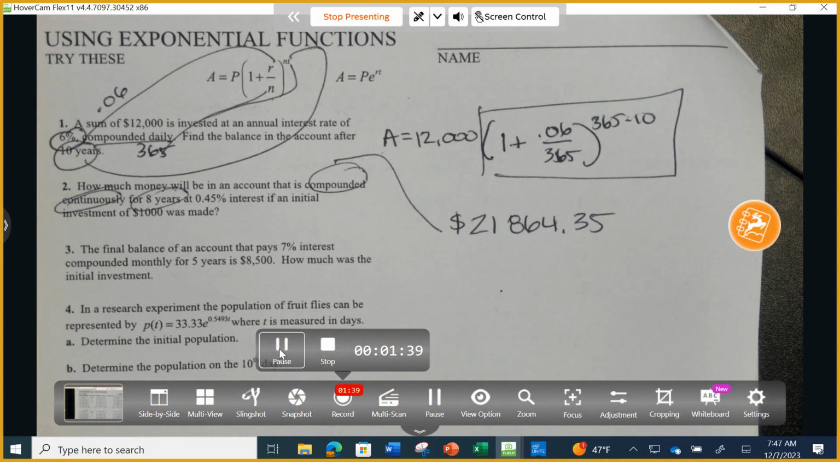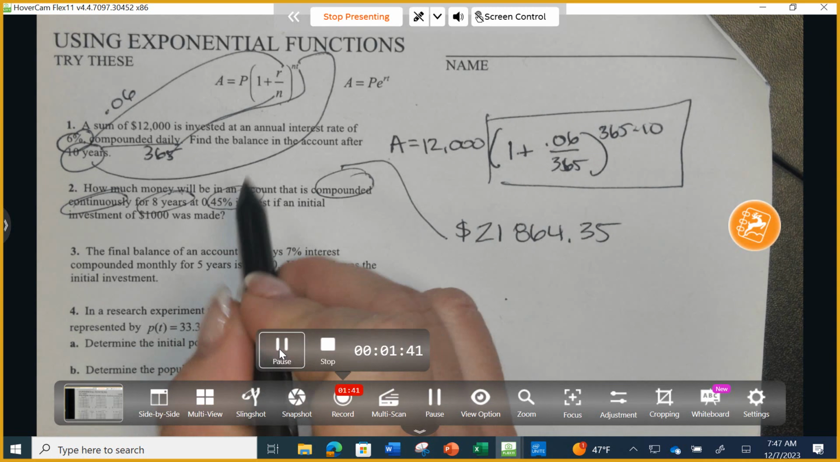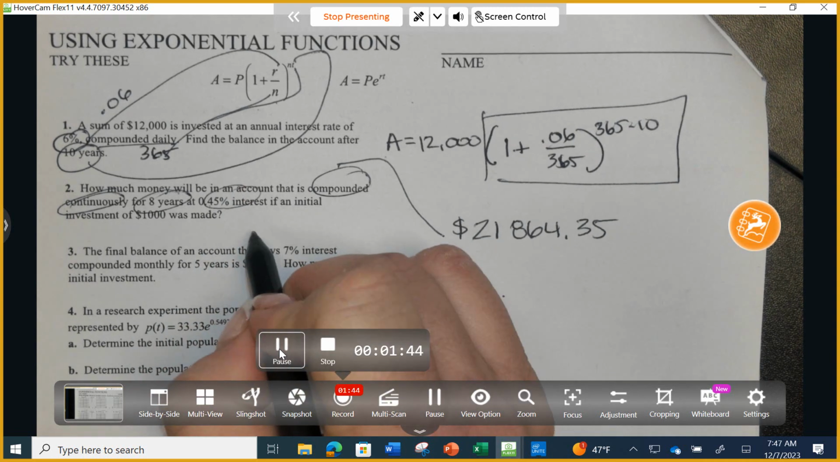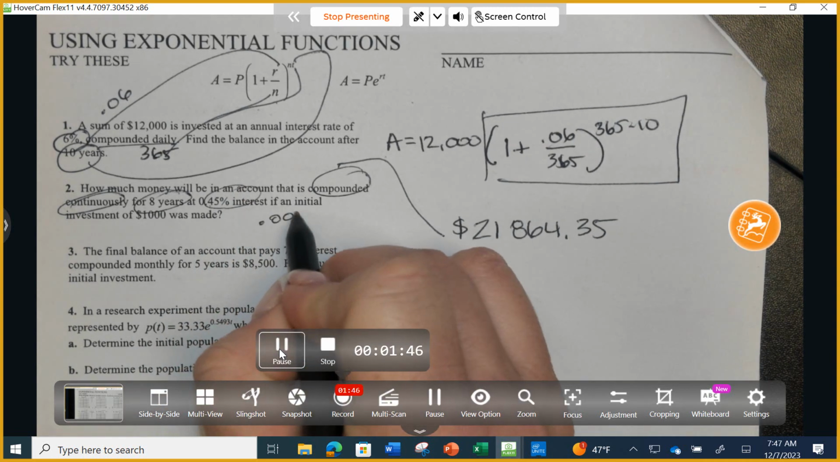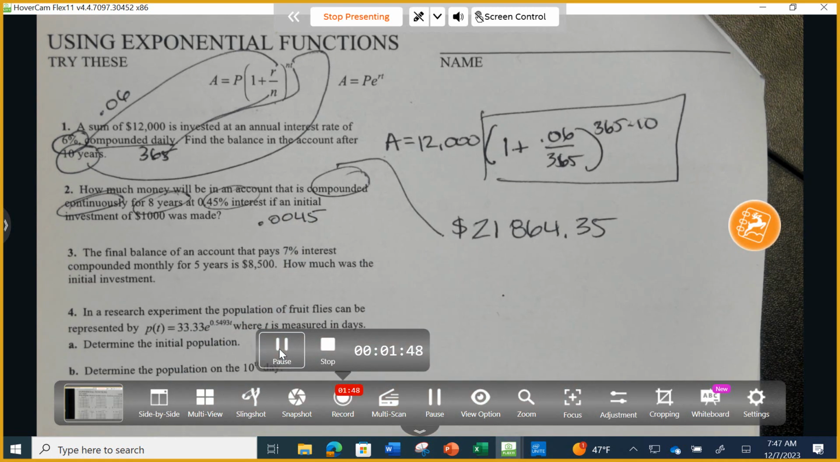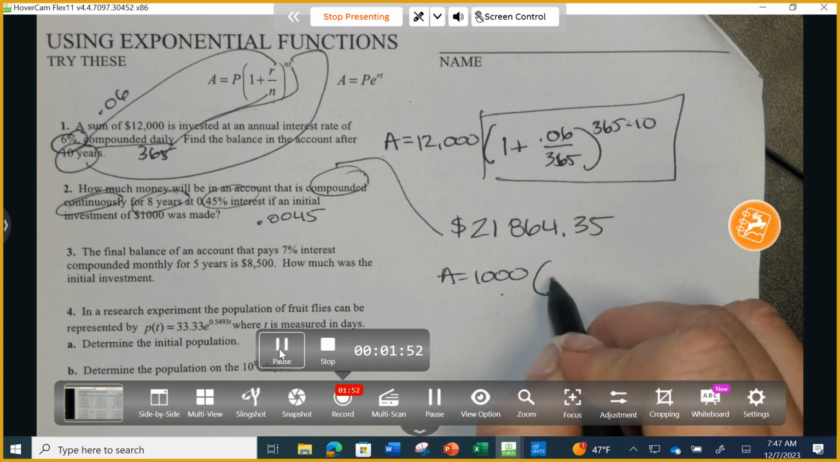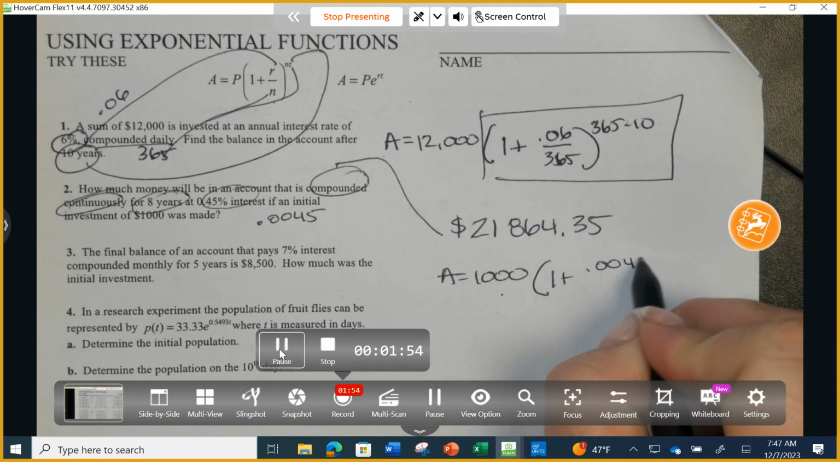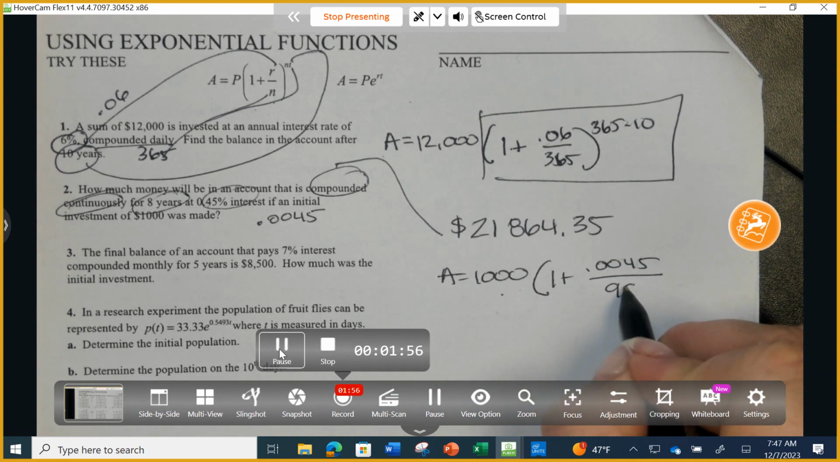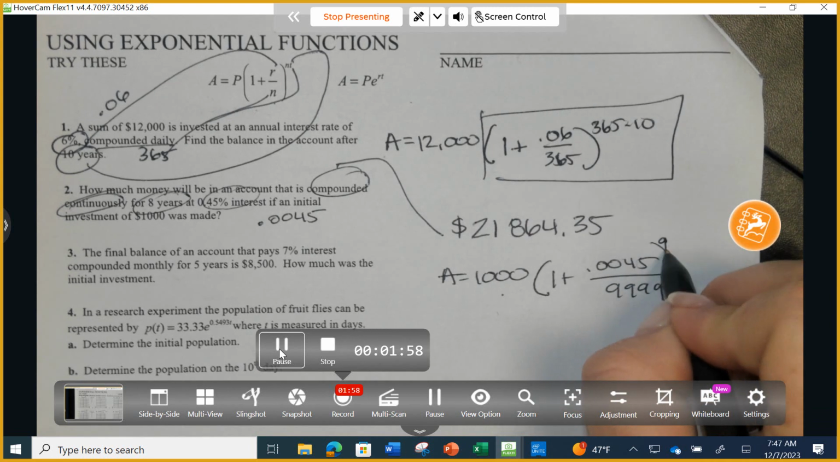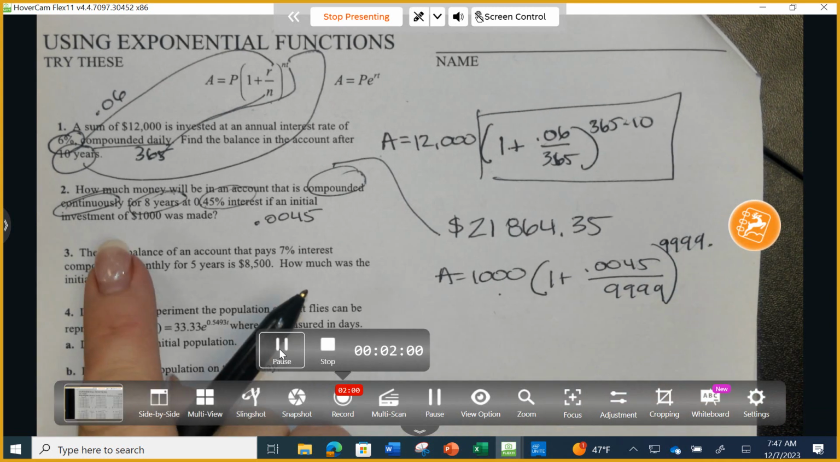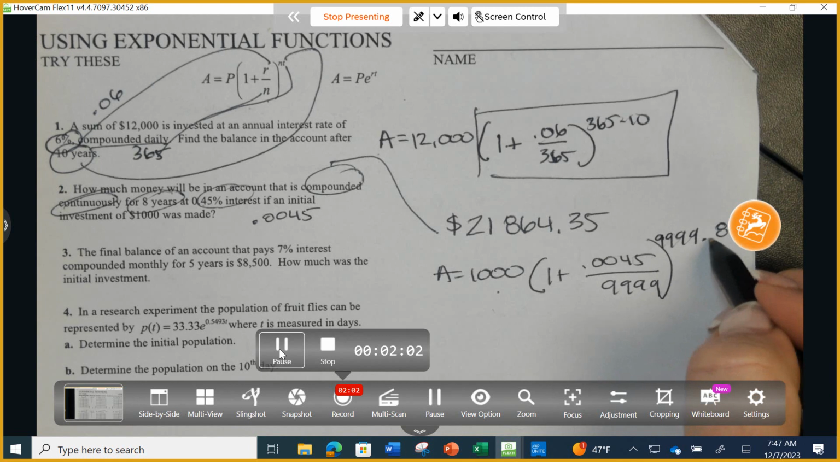So we have a time of 8 years. We can see what the interest rate is. I do need to turn this into a decimal, so I'm going to move that decimal 2 places to the left. And we know the initial investment. So this is A equals 1,000 times 1 plus 0.0045 divided by 9999 raised to the 9999 times the number of years, which is 8.